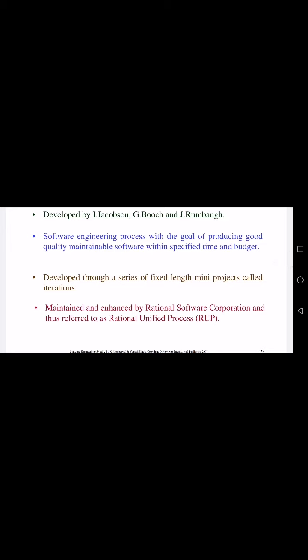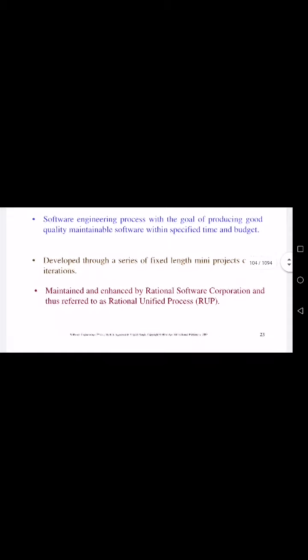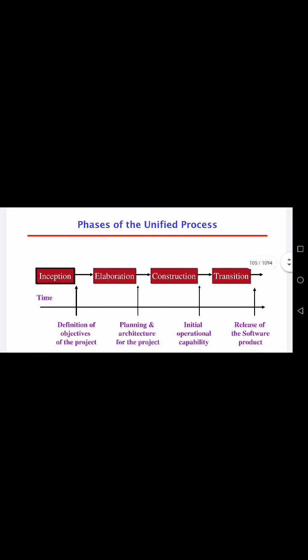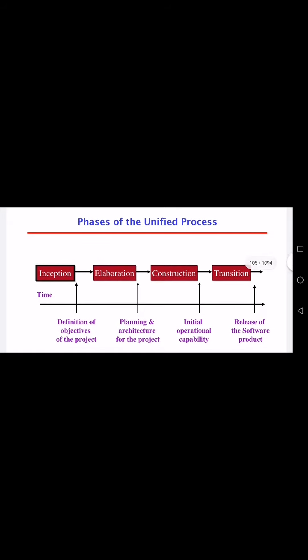This model was introduced by Jacobson, Booch, and Rumbaugh. These were the three persons who developed this model. This model is a series of fixed-length cycles or iterations in which the software is developed. This is also known as the Rational Unified Process Model (RUP). So if any question comes in the paper by the name of Unified Process Model or Rational Unified Process Model, we have to write the same thing that we are discussing.